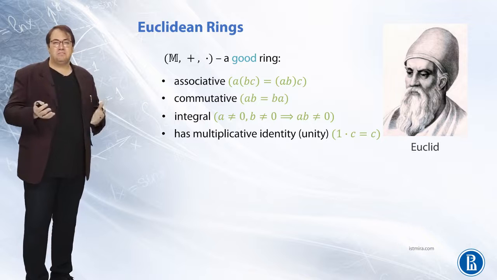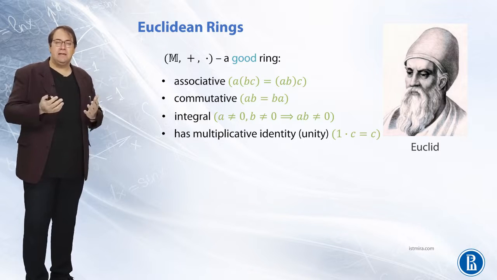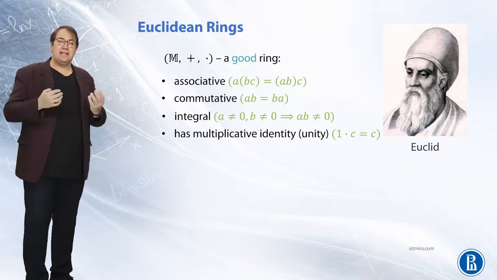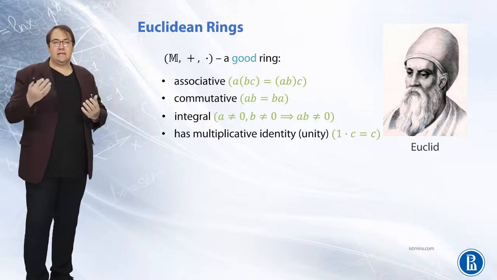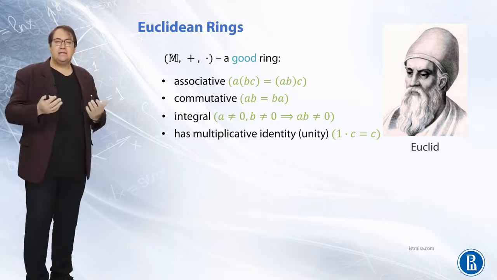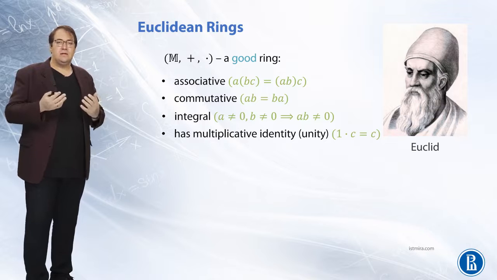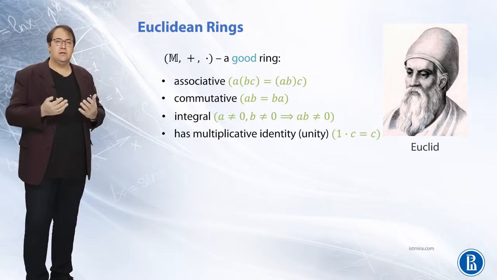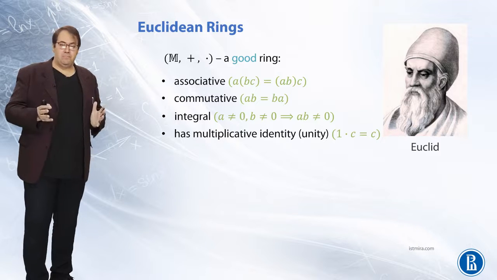And having multiplicative identity means that there is an element denoted usually by digit 1, such that this element multiplied by any other element results in this other element. This is the reason why we will often use the word unity, not identity, because we really denote it as digit 1. Okay, so now we have a good ring.